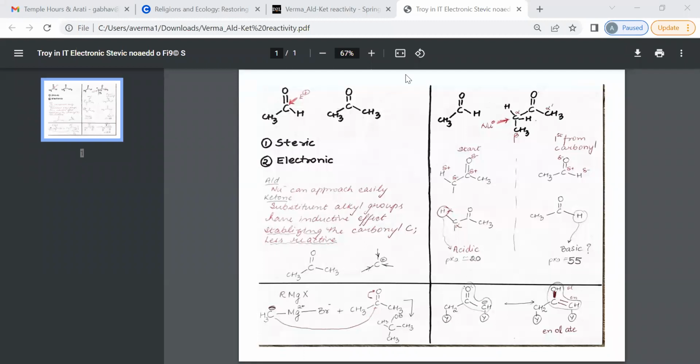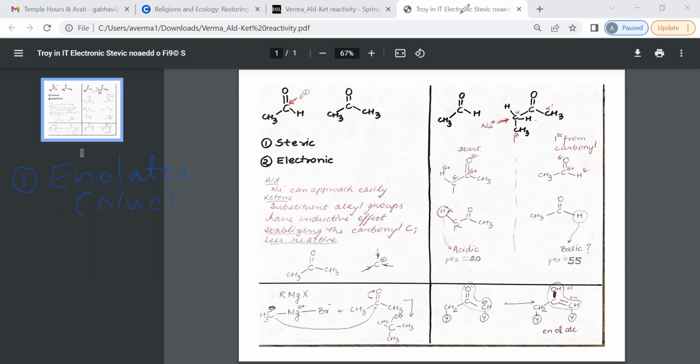Now, some of the things that you must learn from this particular lab experiment is how to generate enolates. So you will be given different kinds of carbonyl structures, and you will be asked to draw out or figure out the enolates from those carbonyl structures. Remember, enolates are your nucleophiles. You get them from abstracting an alpha hydrogen.